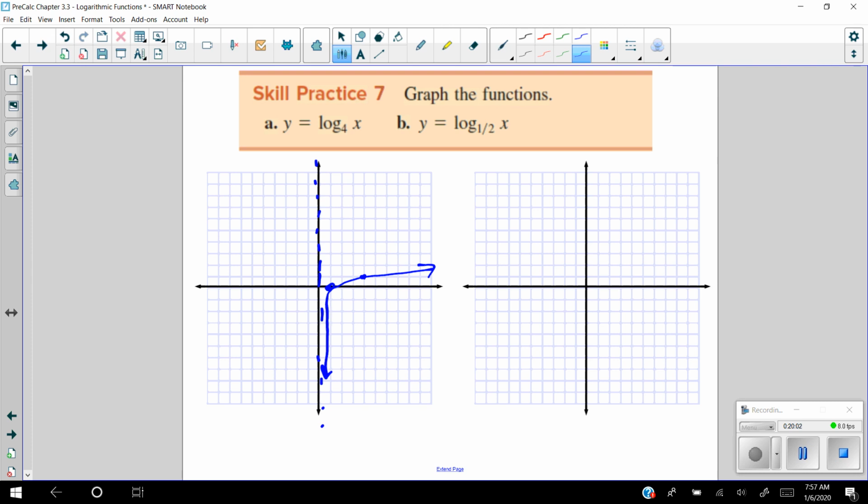Okay. You can see here the domain then. It's not asking, but just in case it did, it would be 0 to infinity, 0 exclusive since it's an asymptote, and the range is negative infinity to infinity.